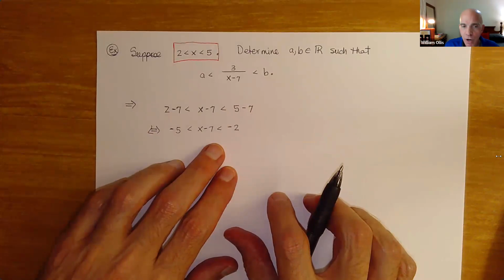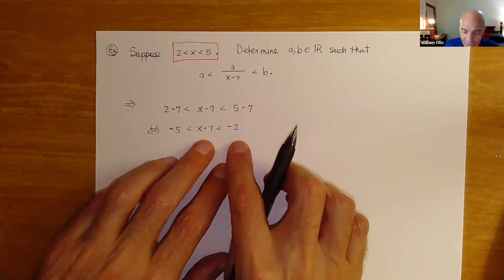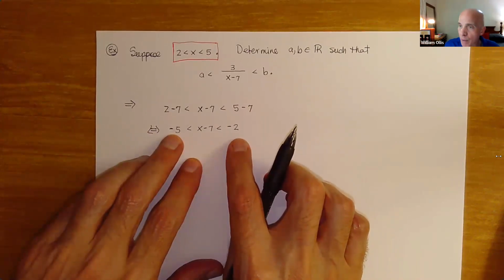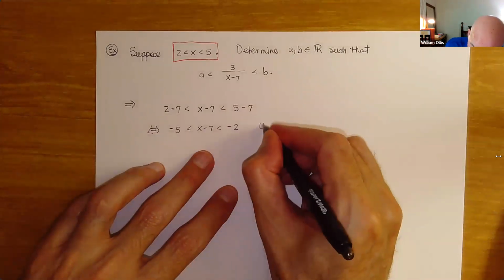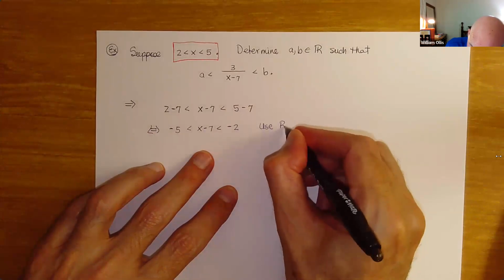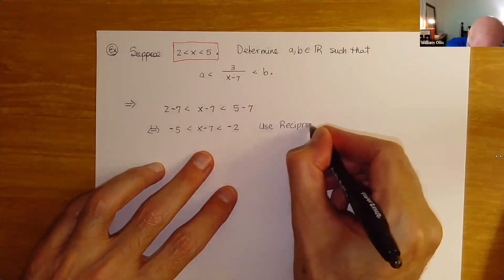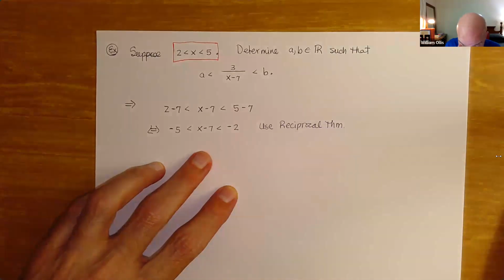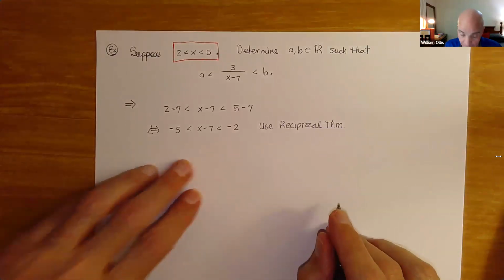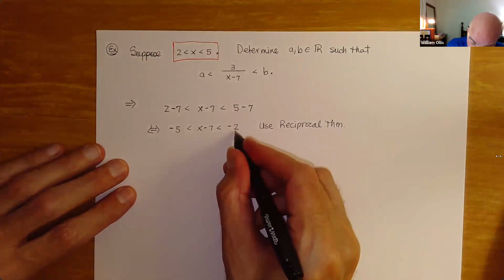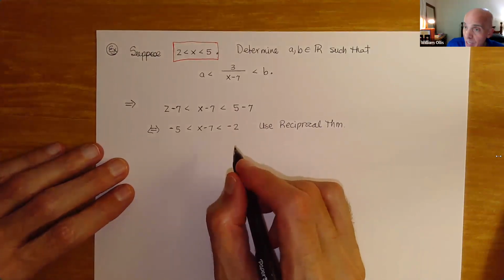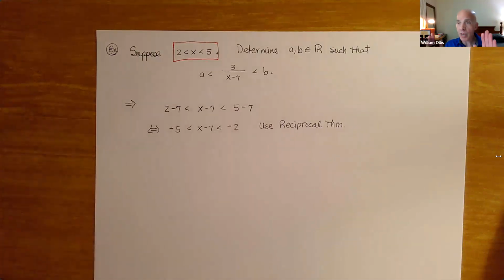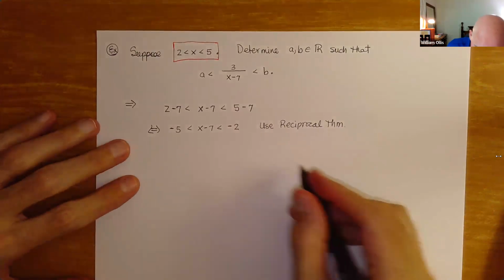So just like we've talked about before, we have x minus 7 between two numbers that have the same sign, negative. So use the reciprocal rule. Reciprocal rule or reciprocal theorem, whatever you want to call it, or just reciprocate. So now when we do the reciprocation, we have to flip things.